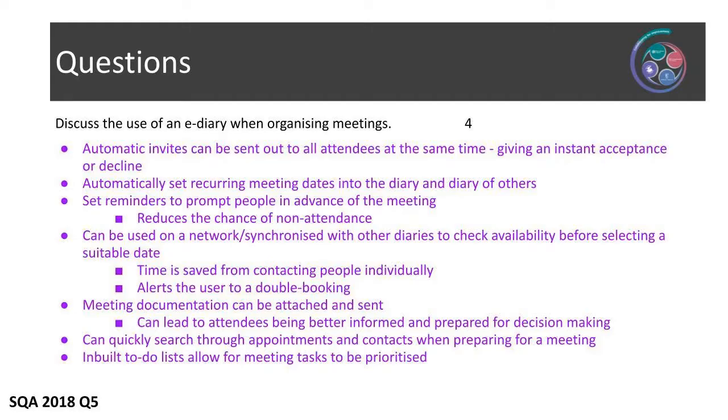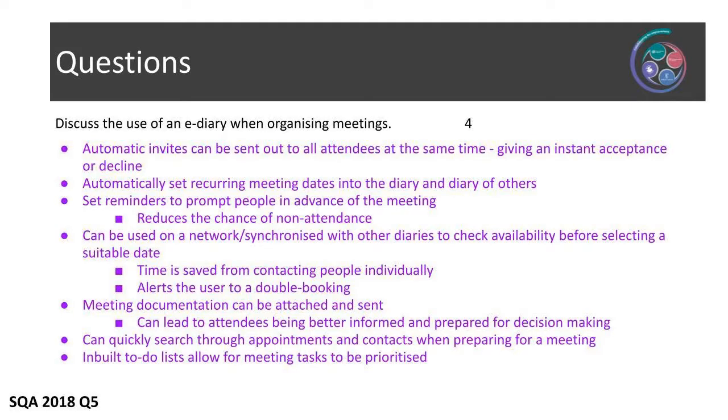So automatic invites can be sent out to all attendees at the same time, giving an instant acceptance or decline, depending on how their system's set up. They've also got the ability to automatically set recurring meeting dates into the diary and also the diary of others. Got that ability to be able to set reminders to prompt people in advance of the meeting. That reduces the chance of people not attending because they've had a reminder telling them to come along to the meeting.